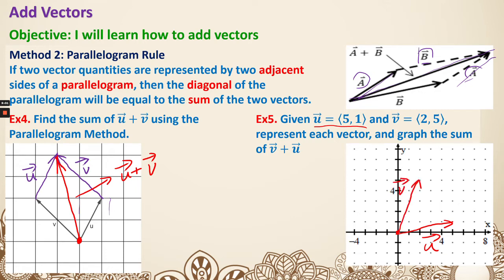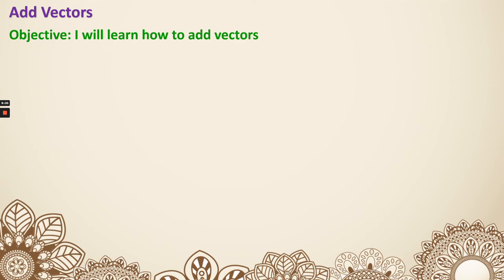In that case, I can draw my parallelogram. So up 1, to the right 5. Up 1, 1, 2, 3, 4, 5. This is my u. And up 2, right 5, that is my v. I can draw my diagonal for the parallelogram right here. So this would be my v plus u. That is example 5.